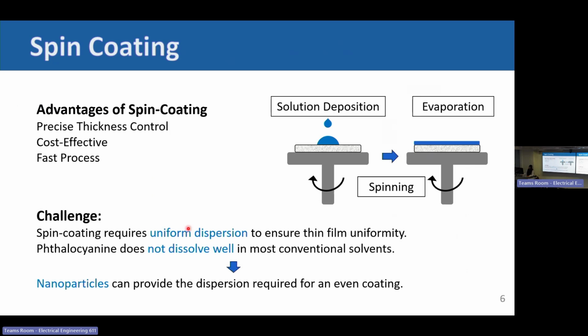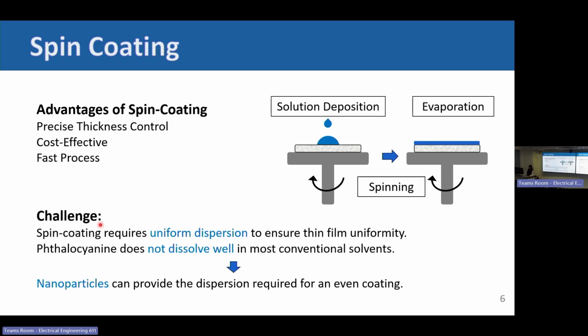I was trying to use the spin coating technique to make this thin film by distributing a solution on the substrate and rotating it at high speed to spread it across the substrate, and after evaporation, you'll get your thin film. The advantage of spin coating is that you can achieve precise thickness control by changing the spin speed and the time. It's also very cost effective, and the process is very fast. It will be completed within minutes.